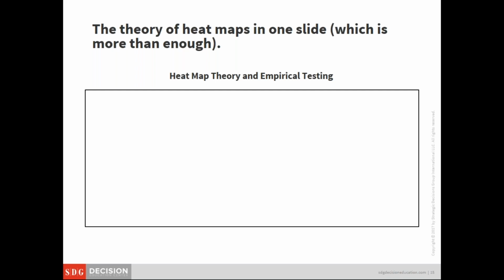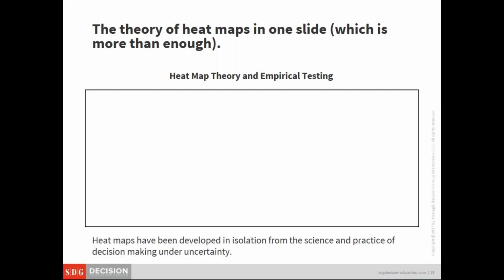There is no real, I would say, academic grounding and empirical testing of heat maps, certainly regarding their construction and does their design make a difference? Could you alter the decision simply by how you choose to design the heat map? That would be concerning, or there would need to be guidelines to make sure that everyone knows how to design them so that you don't do that. And really, they've grown up in isolation from the science and practice of decision making under uncertainty, which is an entire field unto itself.